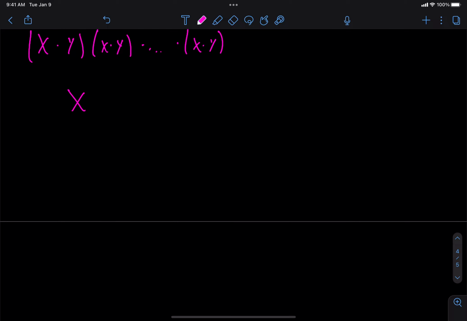Okay, what if I do x divided by y and I take all of that to the nth power? What do I get? I get x to the n over y to the n. Okay, so let's do a couple examples now.